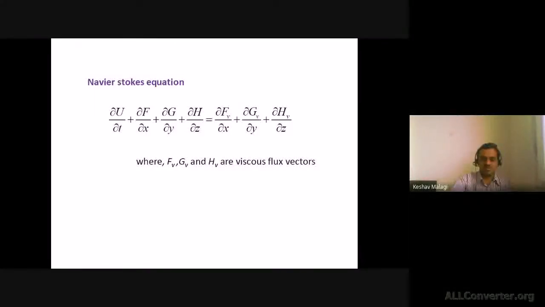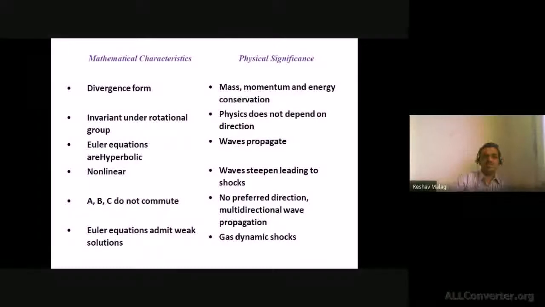And once you want to include the viscous effects, you have to solve the Navier-Stokes equation, where the viscous flux vectors appear, which will contain second derivatives of the various variables. So these two equations, you can see, are the model of this physical reality. So it represents certain mathematical characteristics. Once you have a PDE, it will have certain mathematical characteristics. So those mathematical characteristics, how can we map them to physical significance?